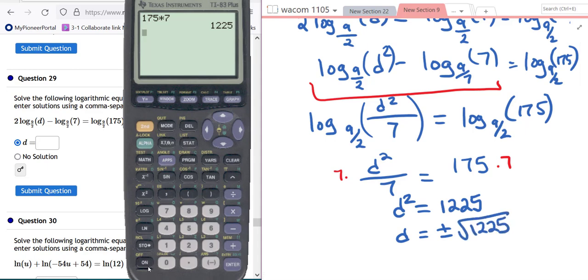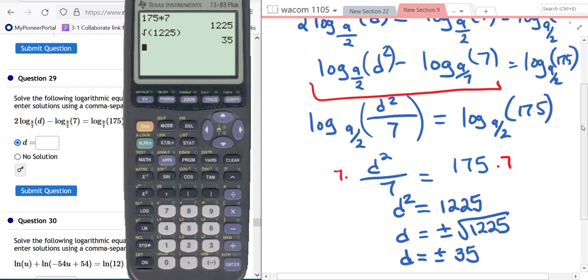Right, and we'll just check this one. I believe it is a perfect square. And that's only because I already checked it. I would not know that. It is a perfect square. So d is equal to plus or minus 35. But we have to check. We have to check them both.